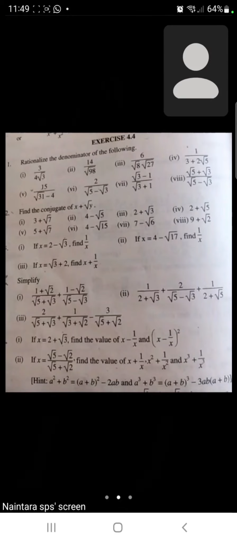Rationalize the denominator of the following. We have done its parts 1, 2, and 3. Now come towards its part 4. As I told you, first of all, you have to check what the sign is between the irrational terms that are in the denominator.